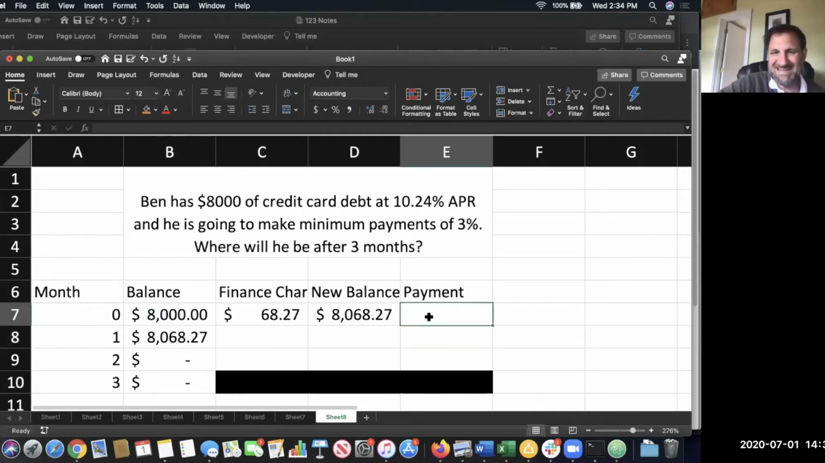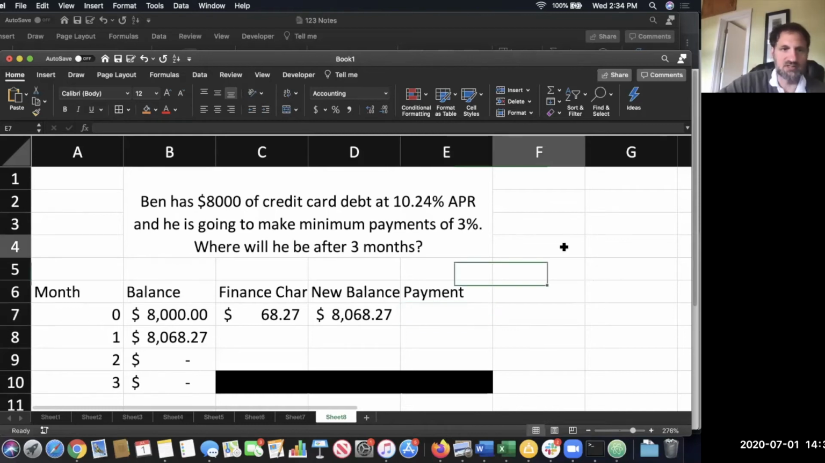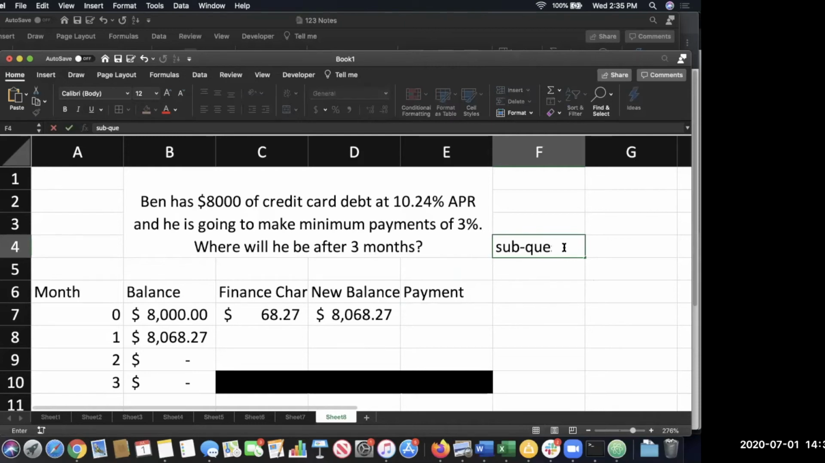So 3%, how do I calculate the size of the payment? Now, it's not just $200, it's different every month. Any ideas about how you would calculate the size of this payment? This is another good example of that sub-question concept.